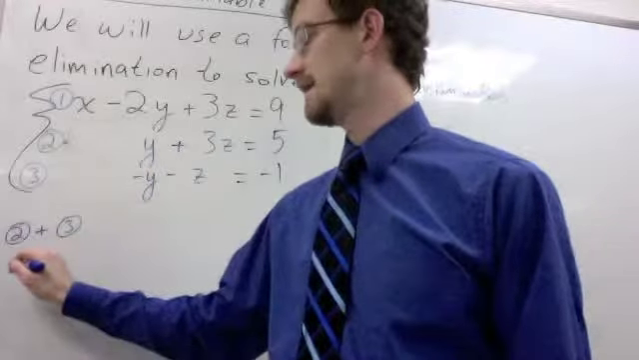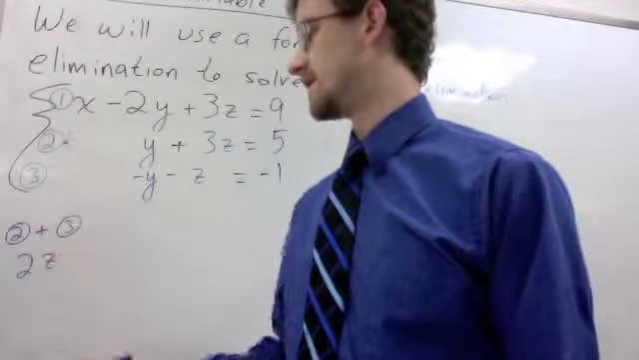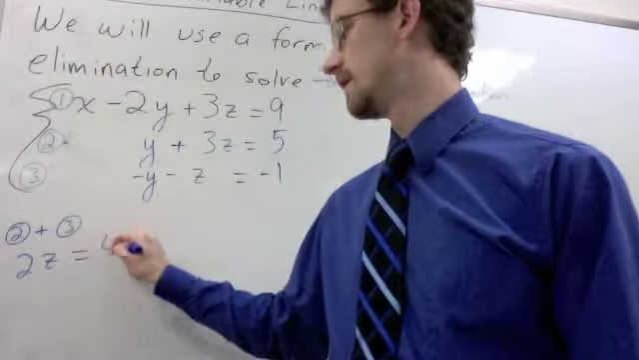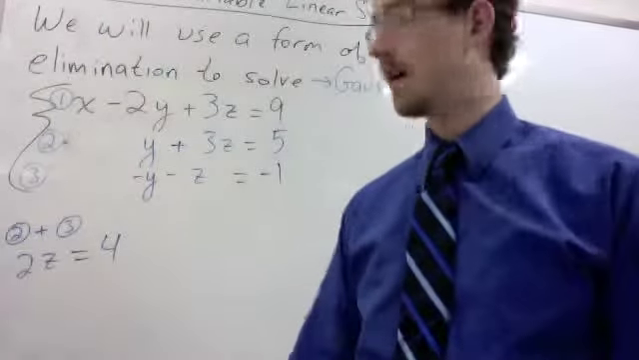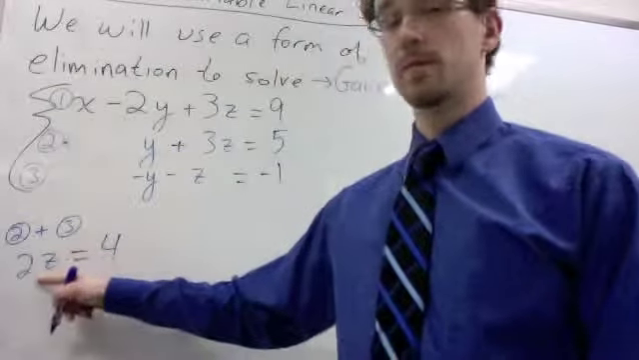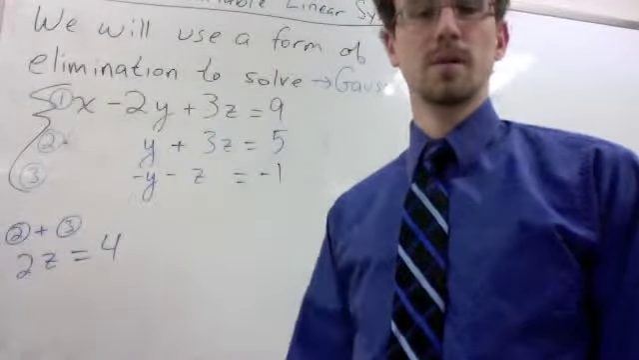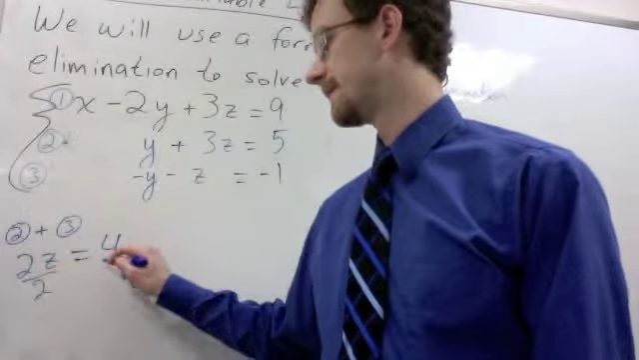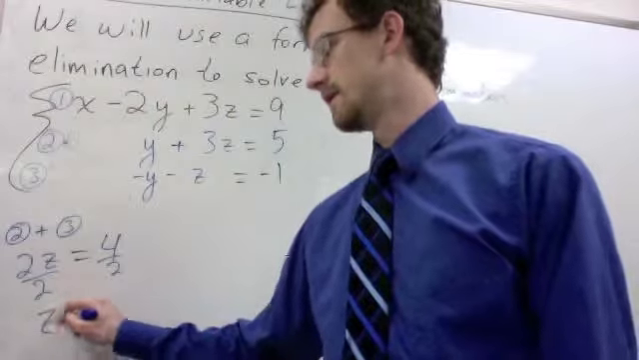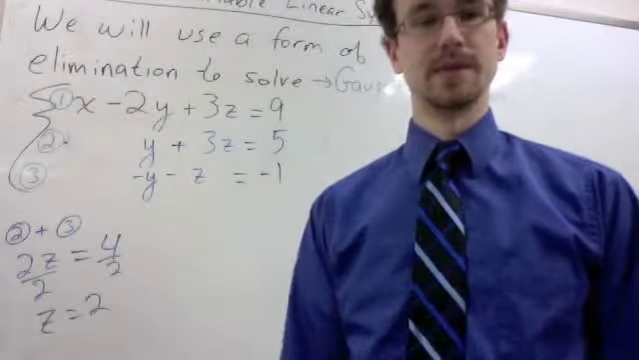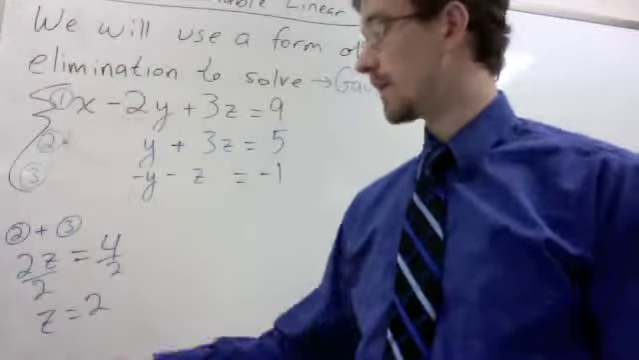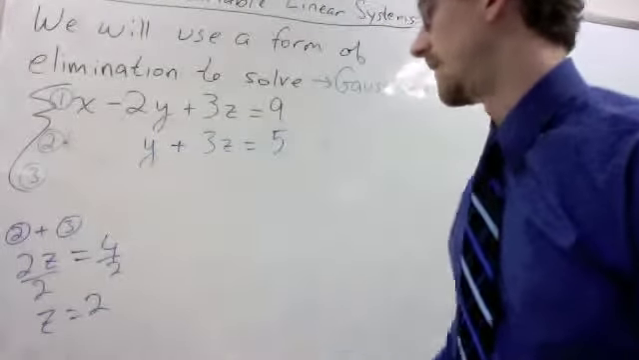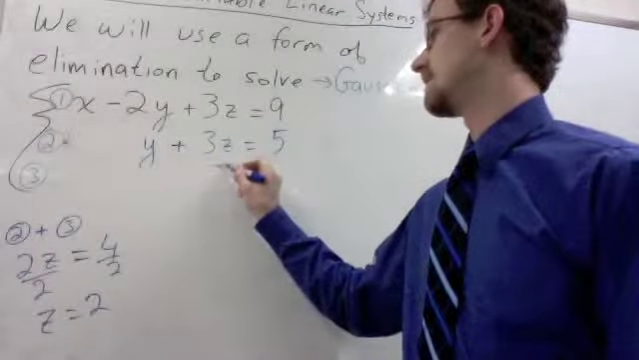3z minus z is 2z, and 5 plus negative 1 is 4. When we get to this point, rather than writing 2z equals 4, we'll just do a quick simplification. We can divide both sides by 2 to get that z equals 2. Once we have this, we can replace equation 3 with that same equation.